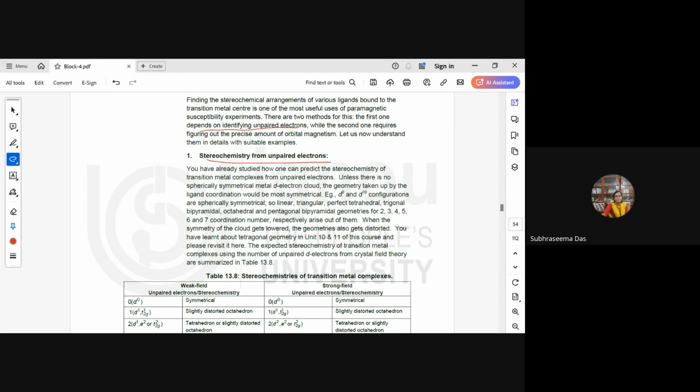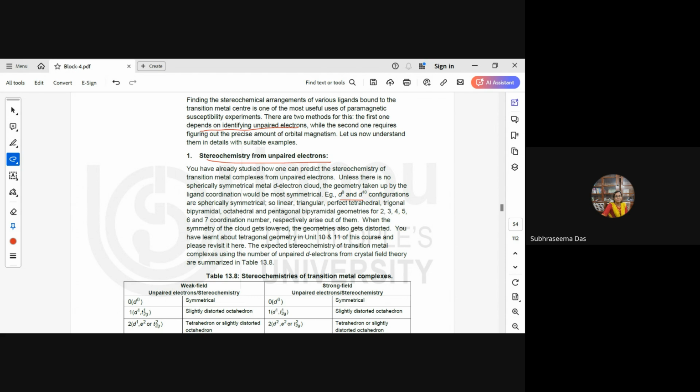Now, particularly when we have d0 and d10, they are symmetrical in nature because they have full configurations. So linear, triangular, tetrahedral, TBP, octahedral, and pentagonal bipyramidal are for coordination numbers 2, 3, 4, 5, 6, and 7, that we all know. When the symmetry of the cloud gets lower, the geometry also changes. So we have learned about this tetragonal geometry.